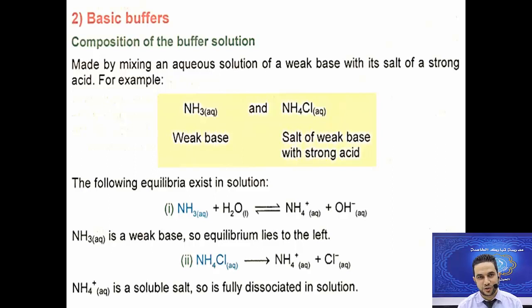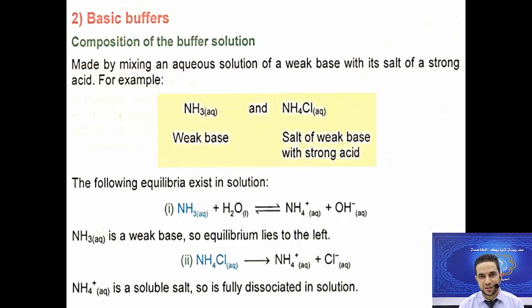Remember, you remove H and add Na or K or Li. But in bases, how can you write the salt of it? You add H and another part from a strong acid like Cl or Br or I. So NH3, its salt will be what? NH4Cl. Another weak base, N2H4. Its salt will be N2H5Br or Cl.